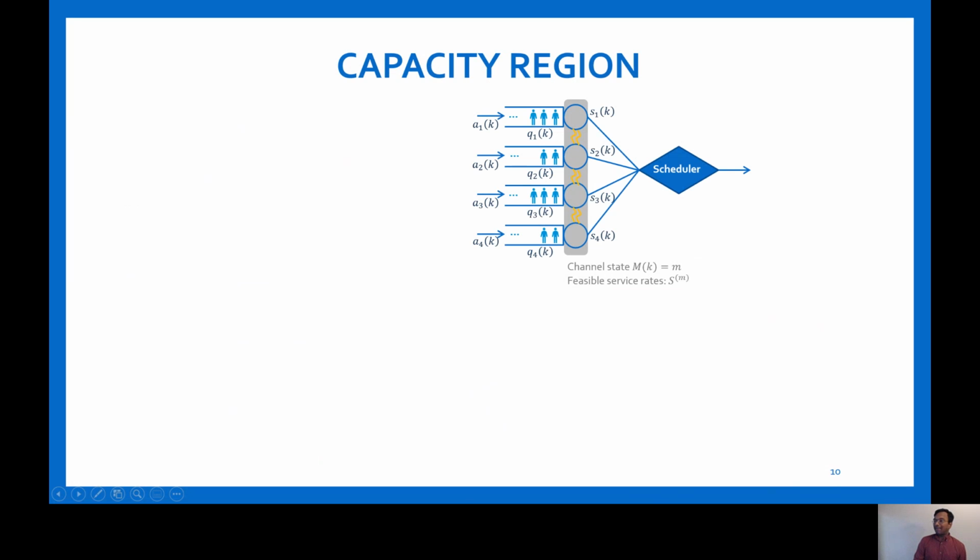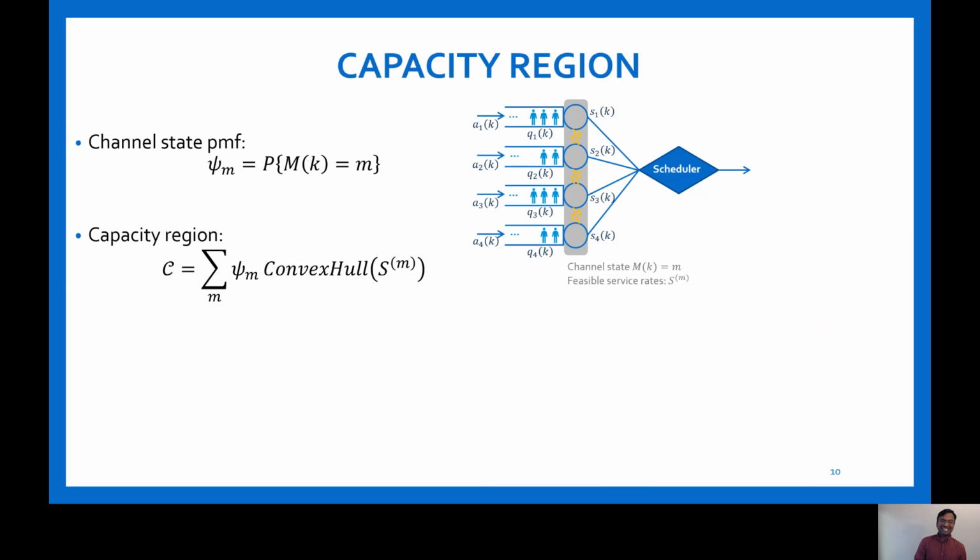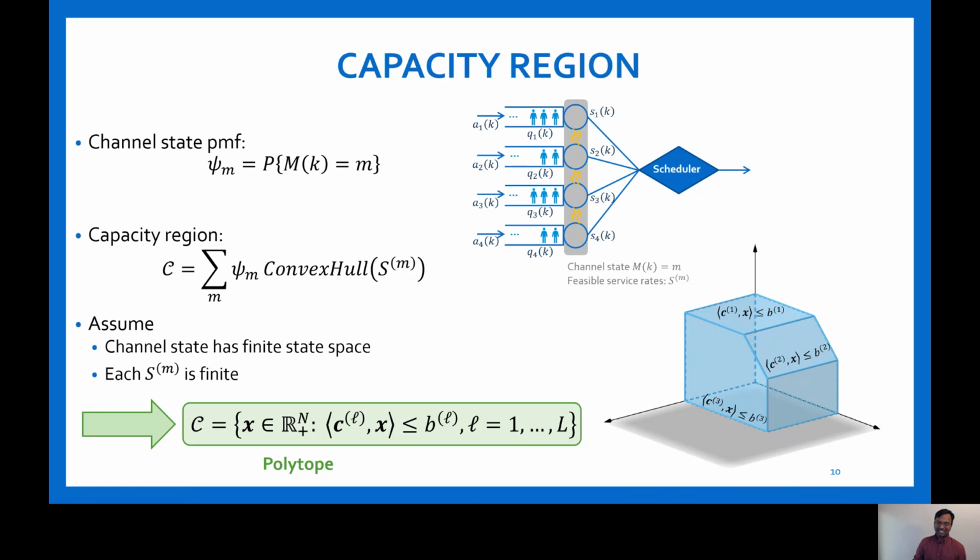Okay, and what is the capacity region in this more general, more complicated system? It has the following simple form. So suppose there is a single channel state, then I can simply take the set of all allowed schedules, and I can take convex hull of them, and that gives me my capacity region. Now, since I have multiple channel states, I simply take a convex combination of the convex hulls, and that gives me my capacity region. And I can represent this capacity region in terms of a polytope. So we're going to work with this polytope as we go along.